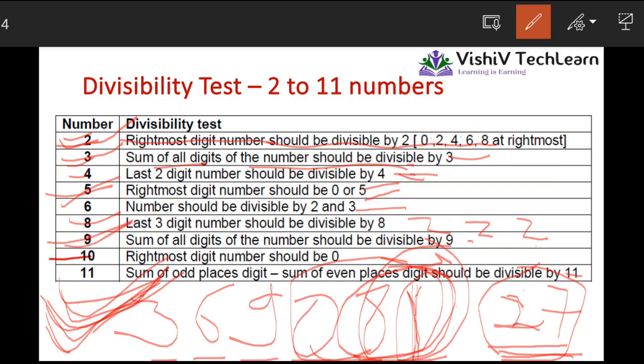In case of 10, it is very easy, the last figure should be 0 to be divisible. And in case of 11, the formula is given in front of you: sum of odd places minus sum of even places, and this result should be divisible by 11. Okay, so this is how we can check the divisibility tests, and these are the shortcut tricks.